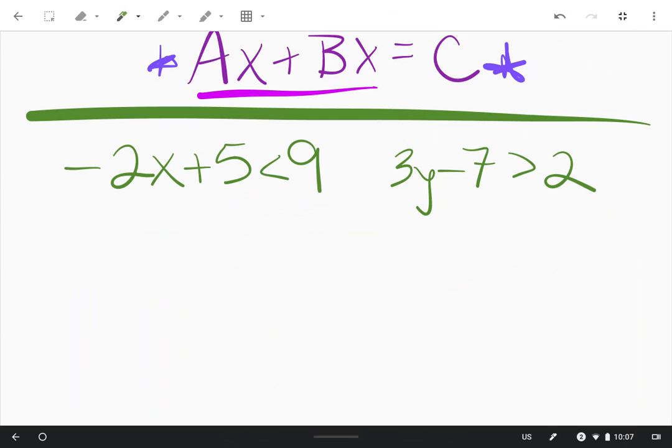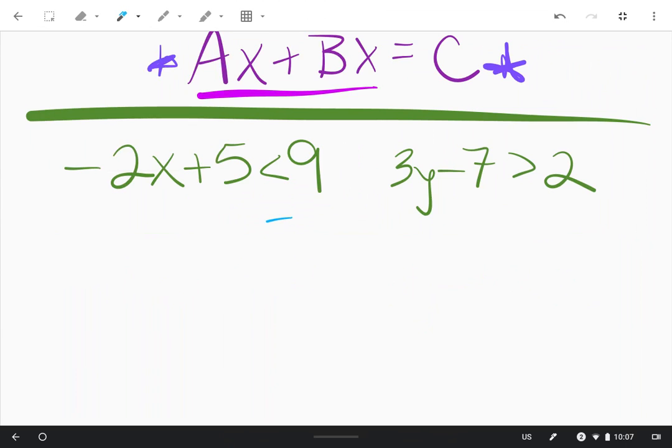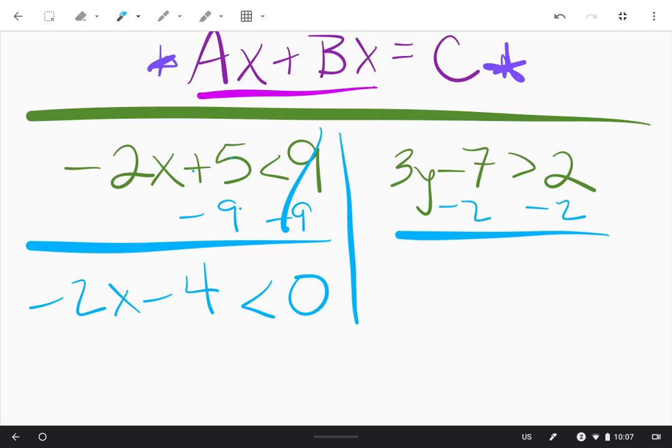So first things first, we're going to put these not equal to, but in this case, with a 0. So we're going to move the numbers on this side of the equation across so that we end up with a 0 here. Negative 2x plus 5 minus 9 is negative 2x minus 4. And then over here, we're going to subtract 2, 3y minus 9 is greater than 0.